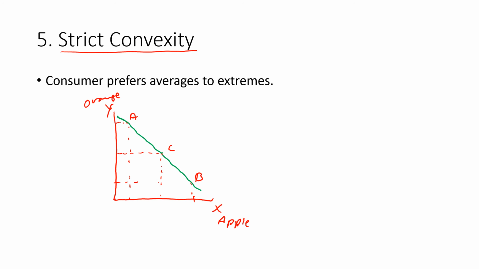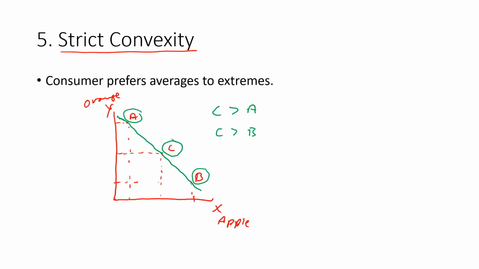A consumer will prefer bundle C. A consumer will always prefer bundle C more than bundle A as well as more than bundle B. Mathematically, C will always be preferred to A, and C will always be preferred to B. It means the utility or satisfaction that we get from C is more than A, and the utility that we get from bundle B is less than bundle C. And let's say that both bundles A and B give us the same satisfaction. Then bundle C will give us more satisfaction than the two.